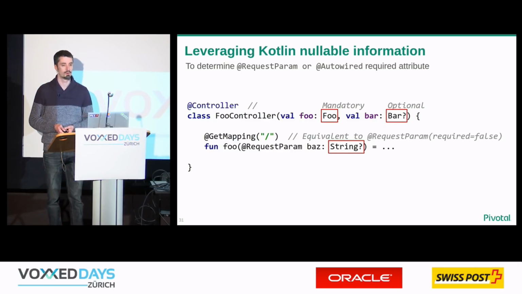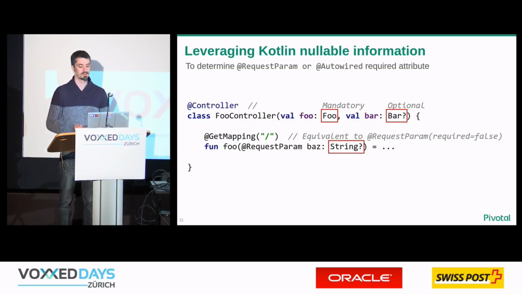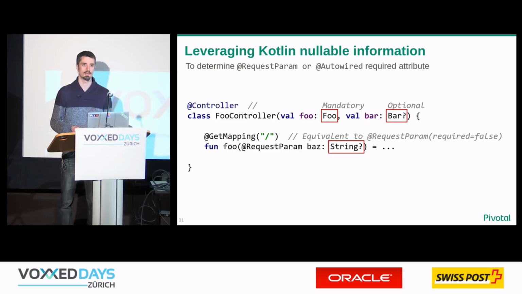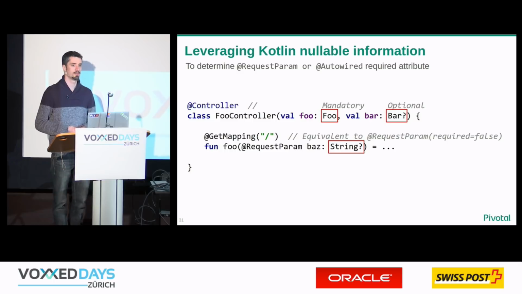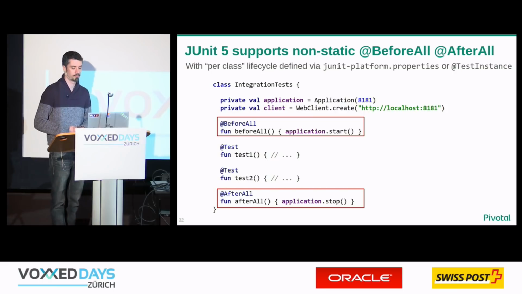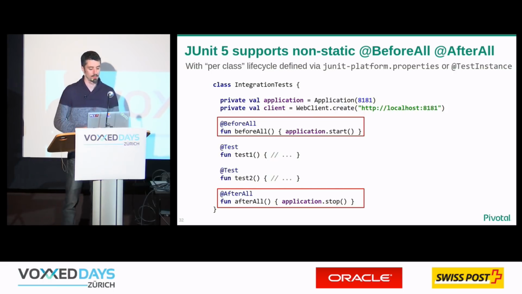And it's also usable for injection. So when you have a non-nullable Foo, that means that a bean of type Foo needs to be present in your application context. And if the bean is nullable, it's optional. That means that if the bean of type Bar is not present in the application context, a null will be injected and there will be no error at startup. So that's leveraging the Kotlin type system to provide automatically information to Spring existing notions.